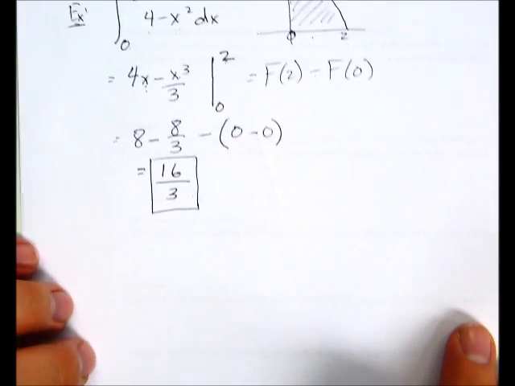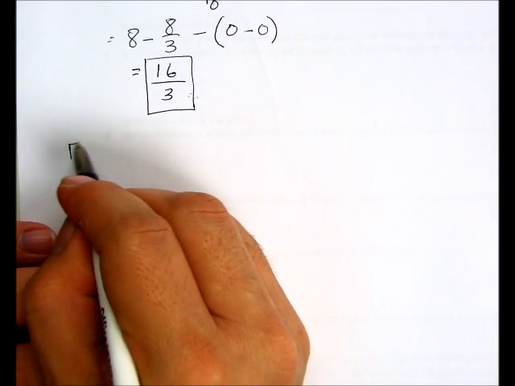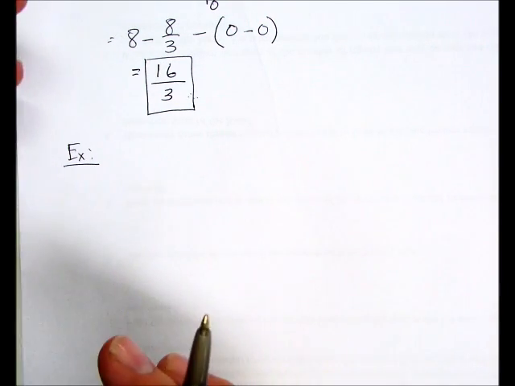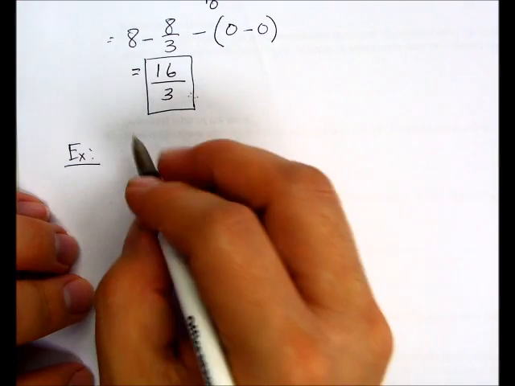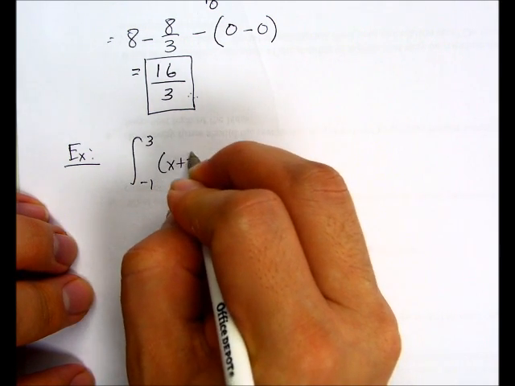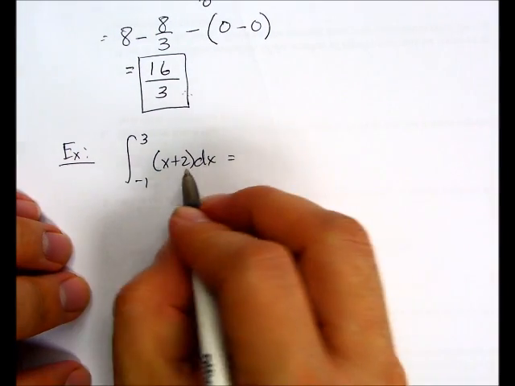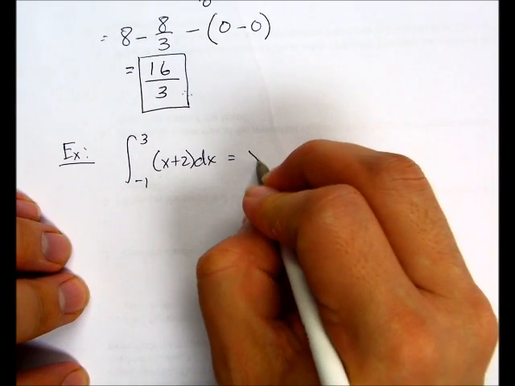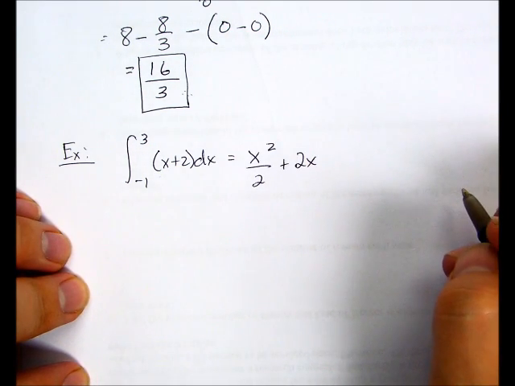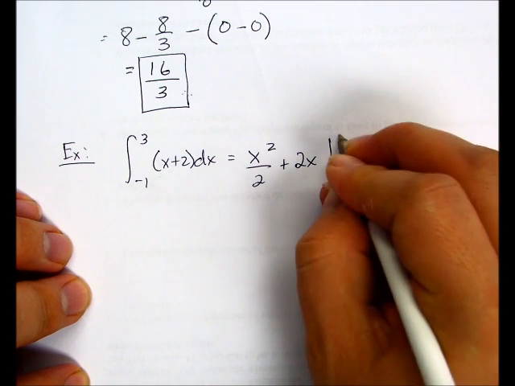Okay? All right, so the second example, similar. All there is to it is, like I said, you're going to take the antiderivative and then you're going to plug in values. So let's take a look at maybe the integral from -1 to 3 of x plus 2 dx. This is another simple one. So all we're going to do is take the antiderivative using the power rule, x squared over 2 plus 2x, and we're going to evaluate that from -1 to 3.